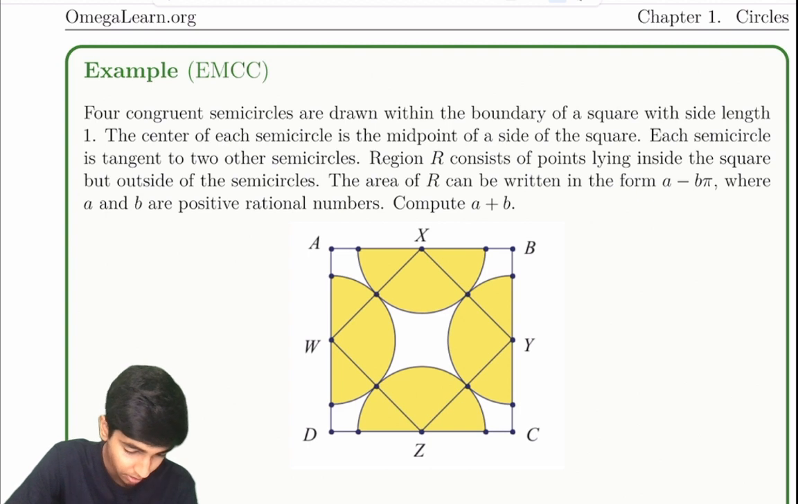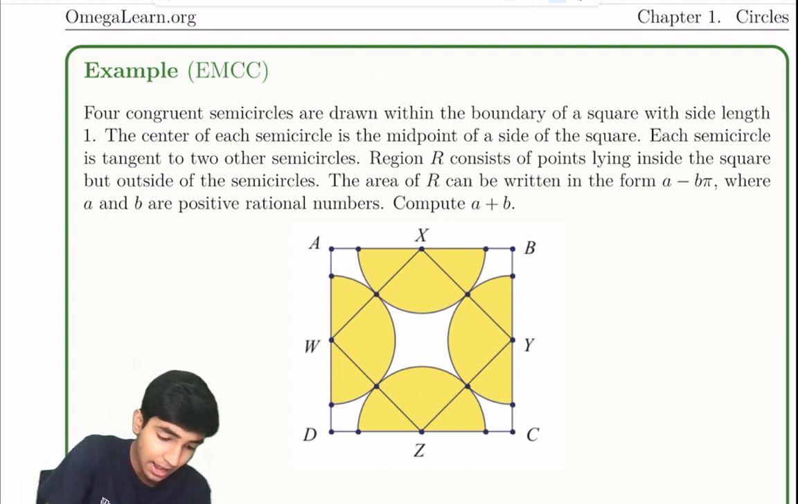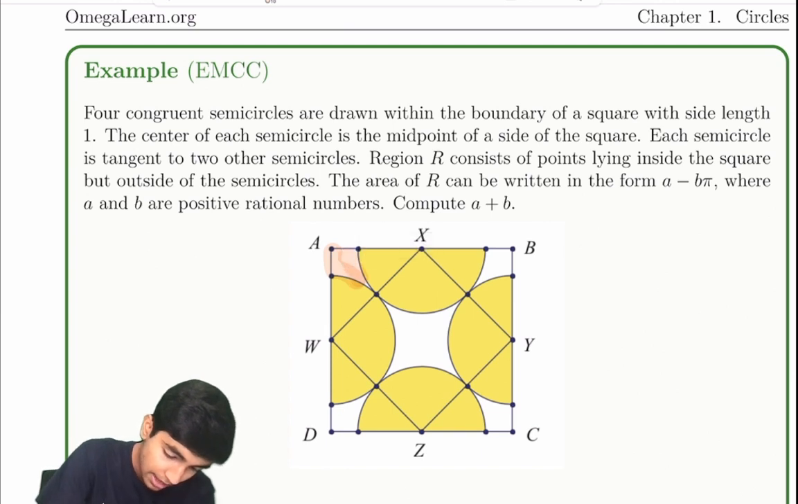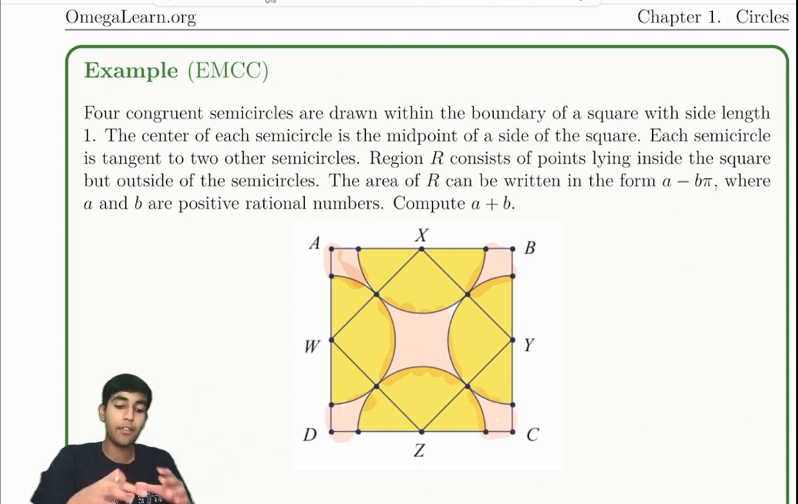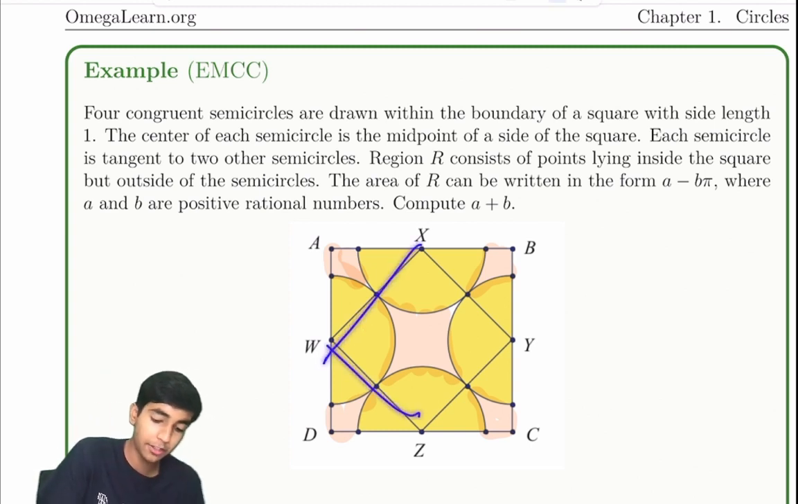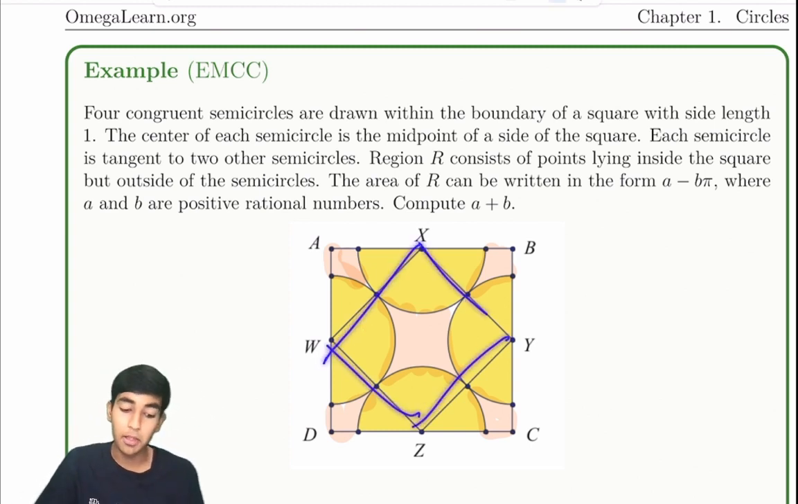Four congruent semicircles are drawn within a square. The center of each semicircle is a midpoint, and we're asked to find the region, all of the regions that are inside the big square but outside the semicircles. I know there's another square drawn here, but it's just part of the diagram and not actually part of the problem.